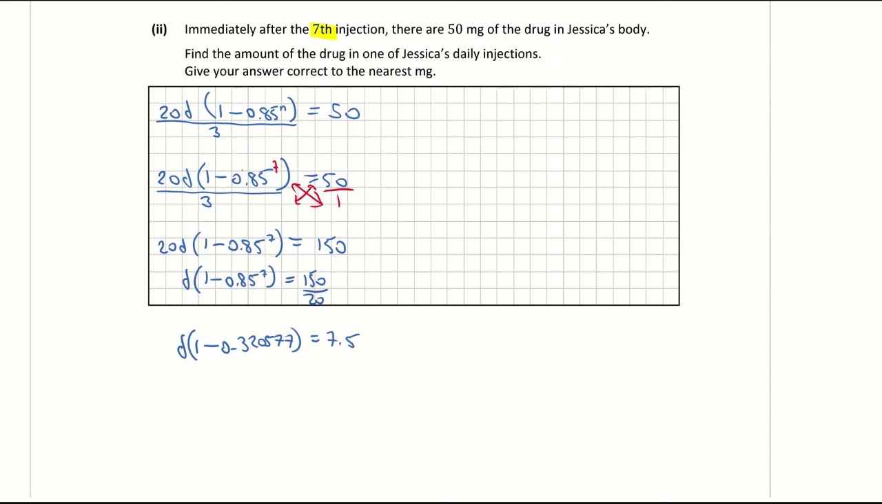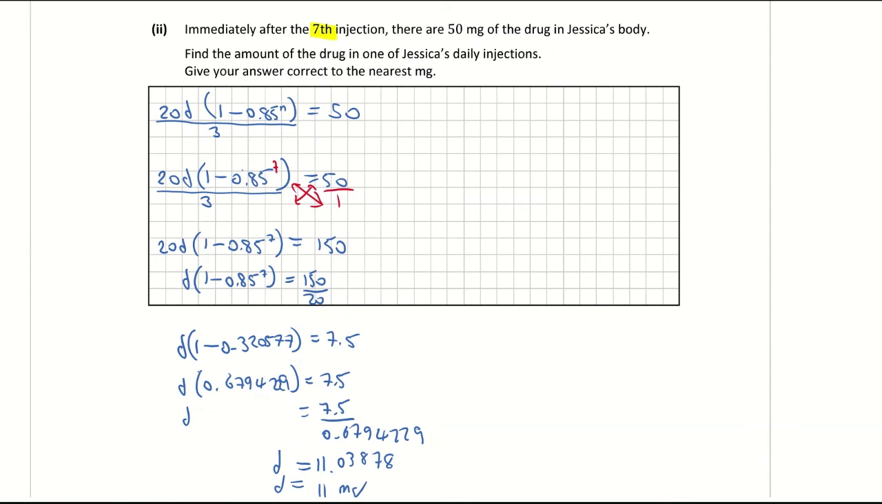And taking 0.32 away from 1 will give me d times 0.679, I'm just going to go to a good few decimals here, equals 7.5. So to get d on its own, I'm going to divide across by 0.679. So that's going to give me, when I type that into my calculator, a d of 11.03878. Now the question wants it to the nearest mg, so that's 11 milligrams.